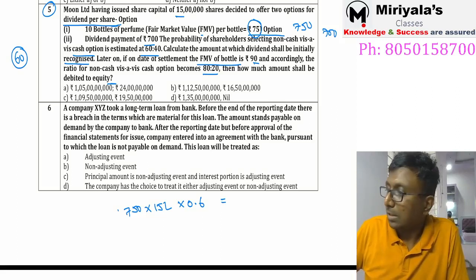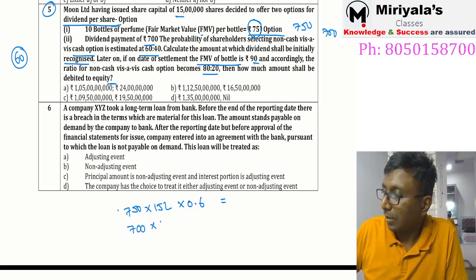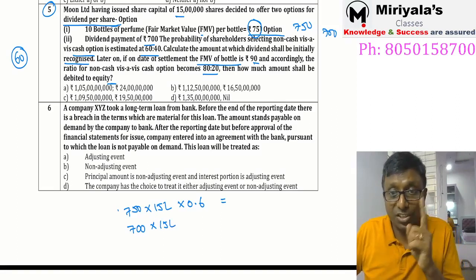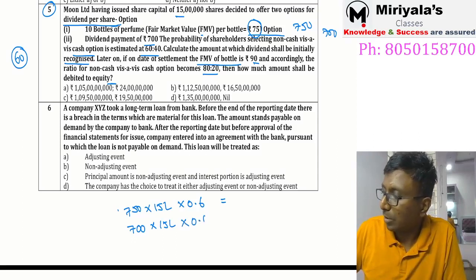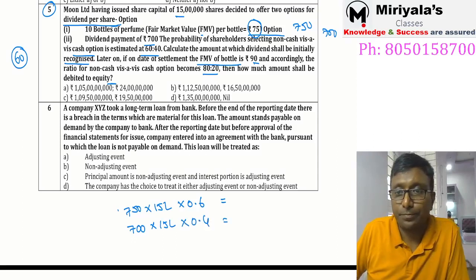That is the first option. The second option is what, my dear? Per head will get 700 rupees, and 15 lakh shares go. One share will get 700 rupees. Now 15 lakh shares, and the probability is 0.4. Multiply and get me the answer, and total this.